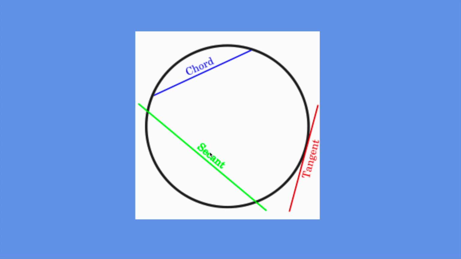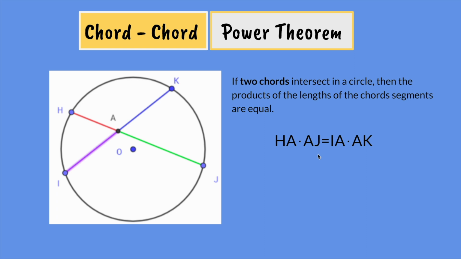A secant is a straight line that cuts a circle in two or more parts. So it has no endpoints, as a chord does. And a tangent is a straight line that touches the circle at only one point, like here. So let's begin. The first one is the chord-chord power theorem.